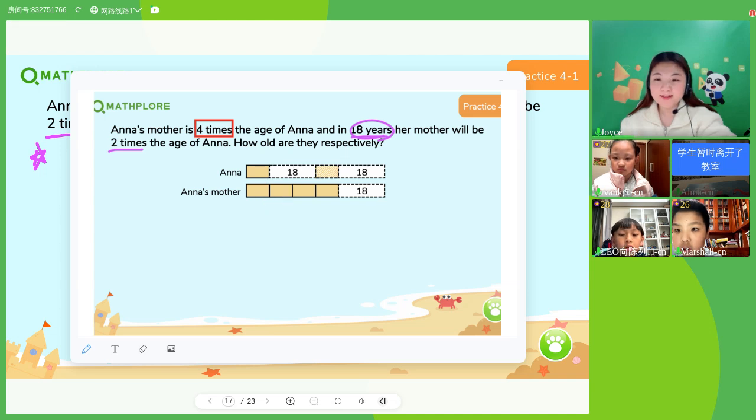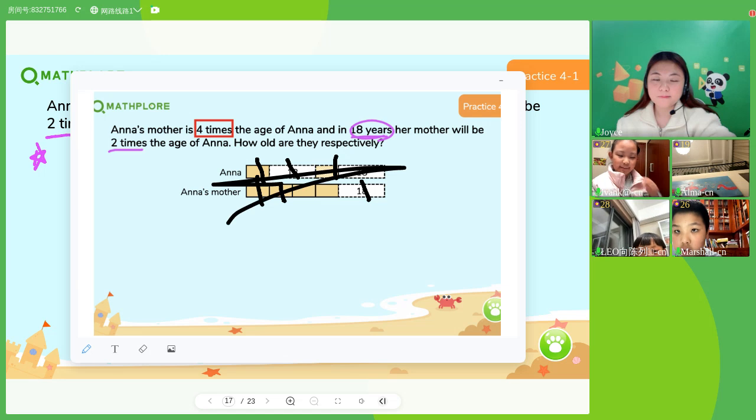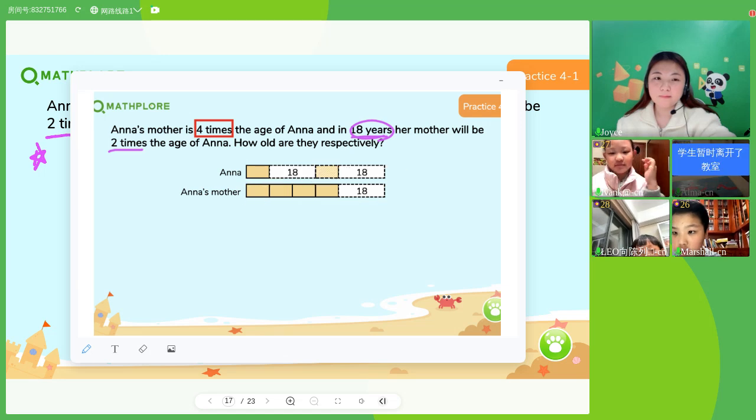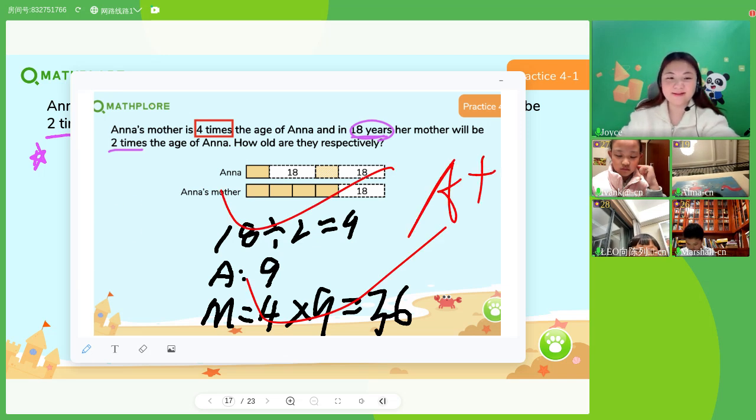The remaining parts are equal, right? So can you find out what's the value of every segment, Leo? Okay. Good job, Marshall. Let's see. Wow, perfect. You're all correct. That's really how we make it.